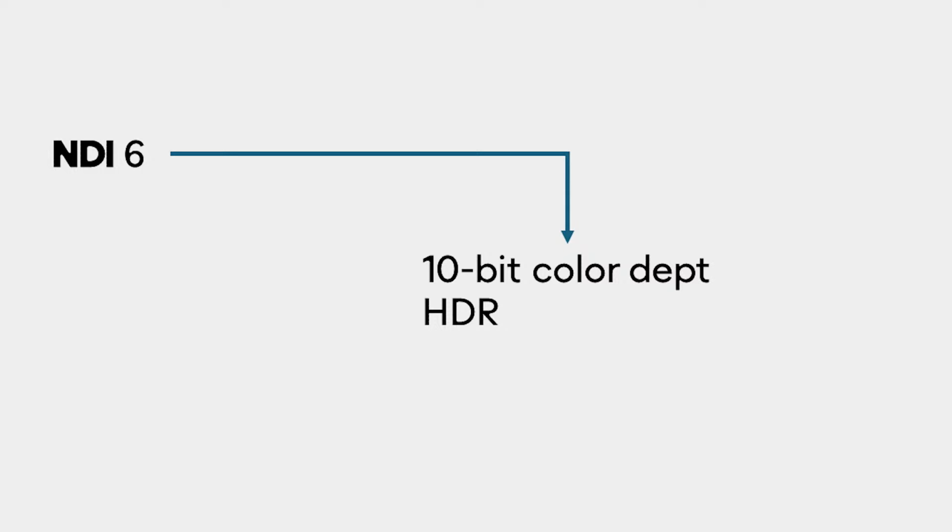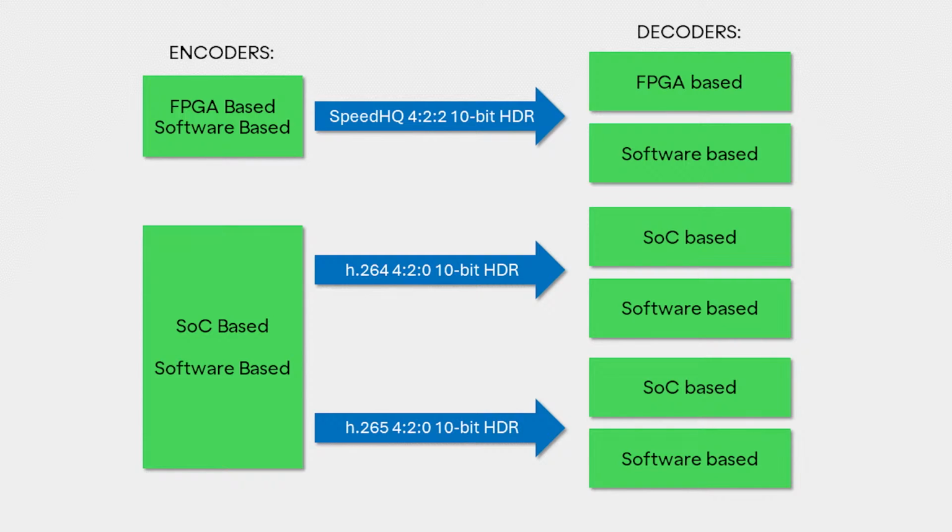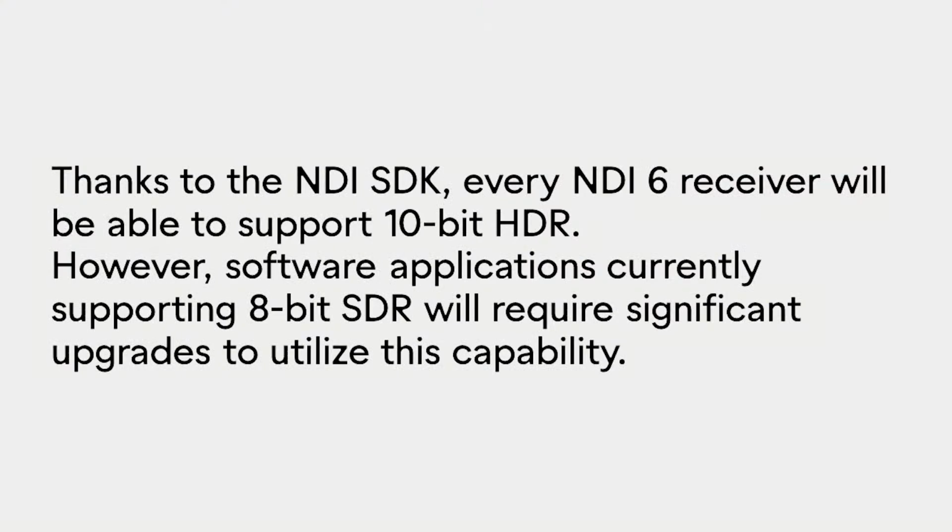Now, what's new with NDI? NDI version 6 is coming with two big news in terms of quality increase: 10-bit color depth support and HDR. And this is the interoperability chart for NDI 6. As you can see, with NDI 6 we offer the exact user experience of the previous versions. Now, something to clarify. Thanks to the NDI SDK, every NDI 6 receiver will be able to support 10-bit HDR. But software applications currently supporting 8-bit SDR will require significant upgrades to utilize this capability.